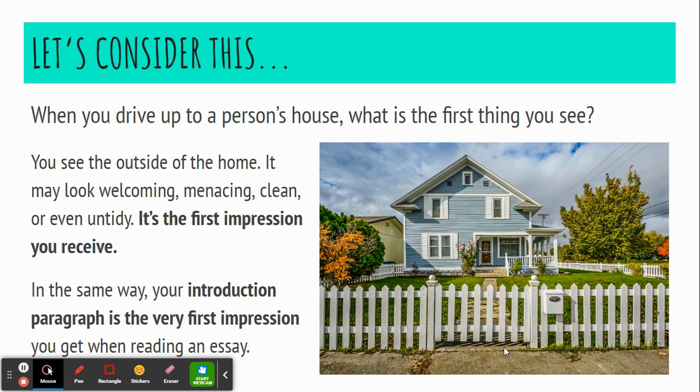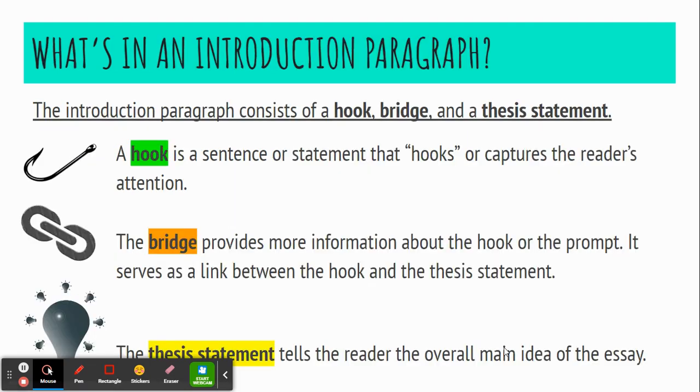If it looks welcoming, if it looks clean and neat, you want to visit. And that's what you want your introductory paragraph to do. You want it to invite the reader in to find out more. The three main parts of an introduction paragraph are the hook, the bridge, and the thesis statement.